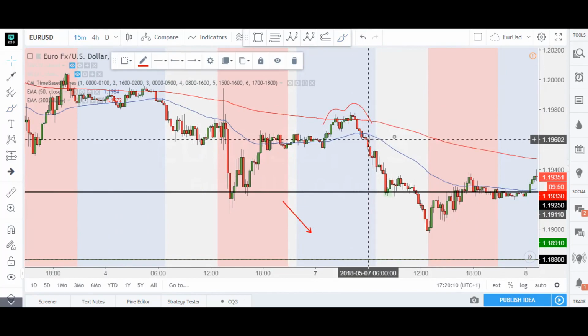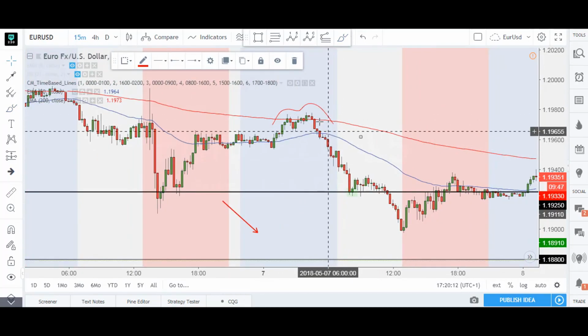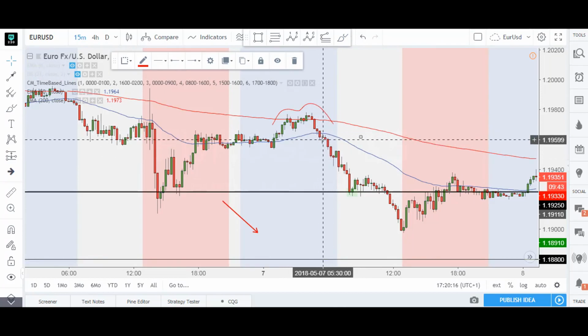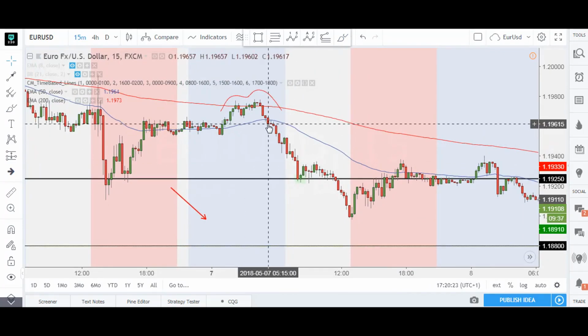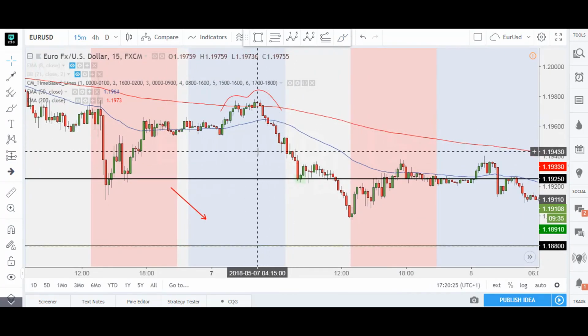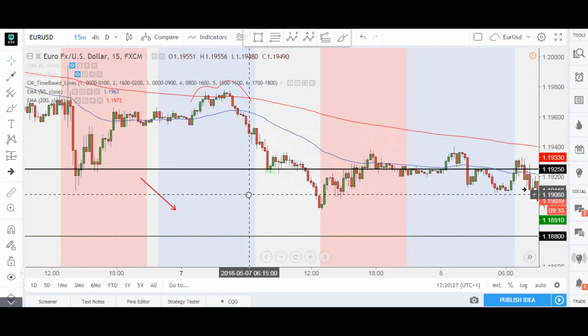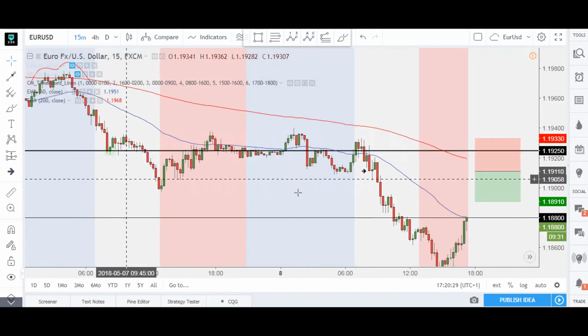I didn't take it simply because I wasn't awake around that time. This is the Asian session, so that was very early for me. It was at 5:30 a.m. So the ideal entry was around here, and when I miss my ideal entry, I just don't bother taking the setup because there's no point in taking a late entry.